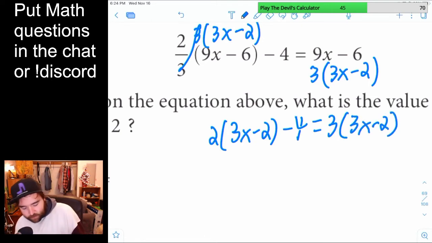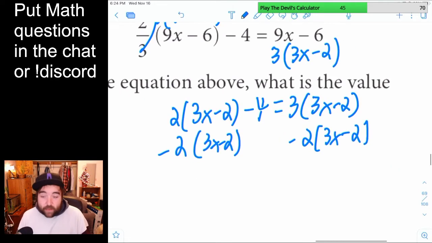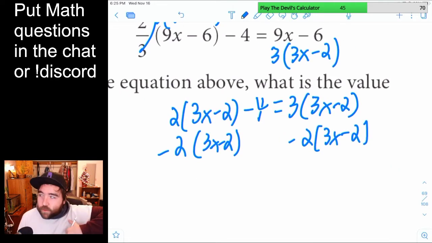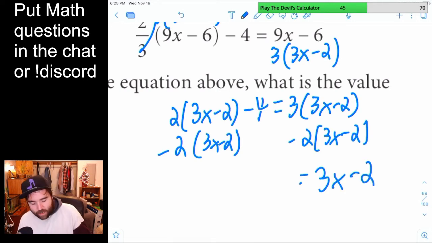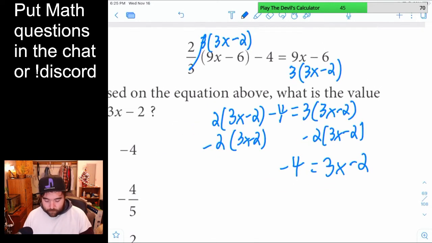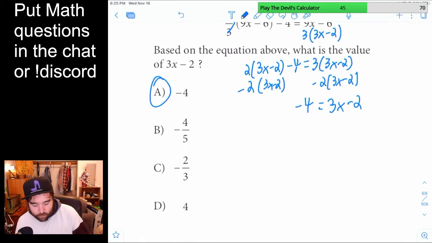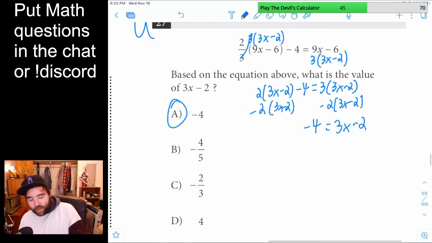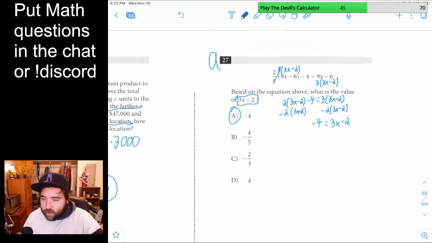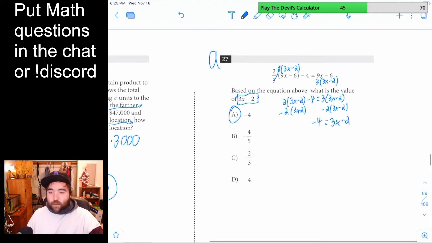And check this out. If we subtract 2(3x minus 2) from both sides, well, 3(3x minus 2)s minus 2(3x minus 2)s is just simply 1(3x minus 2). And now we have that equals negative 4. So there we go. What is the value of 3x minus 2? Negative 4. We don't need to solve for x. Almost every time when they ask you for something like this, you don't need to solve for x. Of course, down here we did, but that's just because there was no shortcut. There's almost always a shortcut.